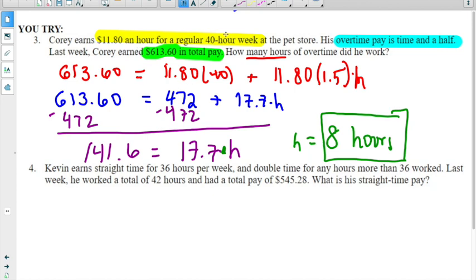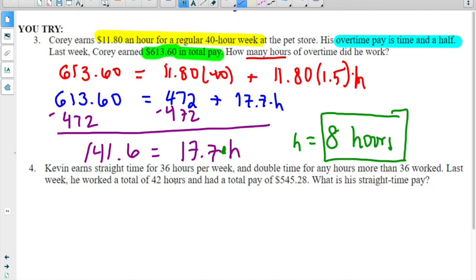Another example, just like the last ones, okay. Kevin earns straight time for 36 hours a week and double time for any hours more than 36 worked. Last week, he worked a total of 42 hours and had a total pay of $545.28. What is the straight time pay? So this example is actually a little bit different, and we need to take a step back and consider what it is asking us, okay? So think about this for a second, okay?